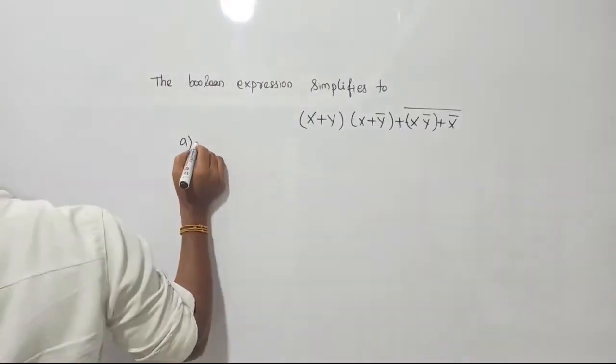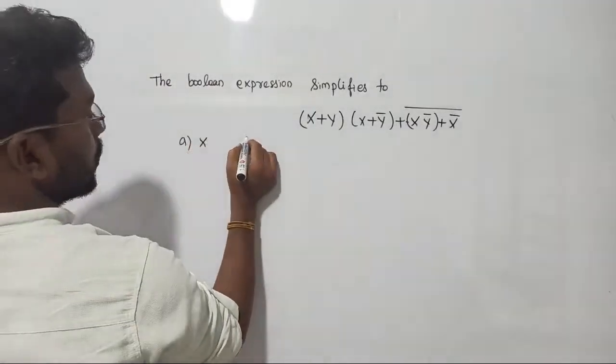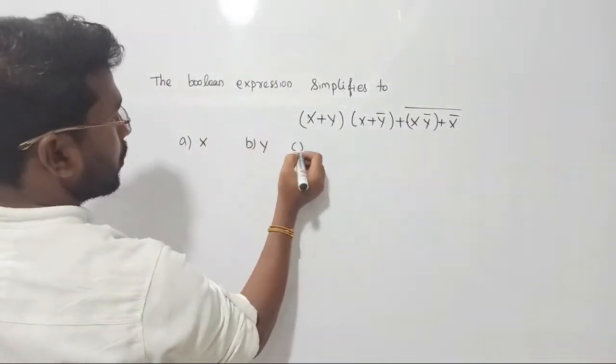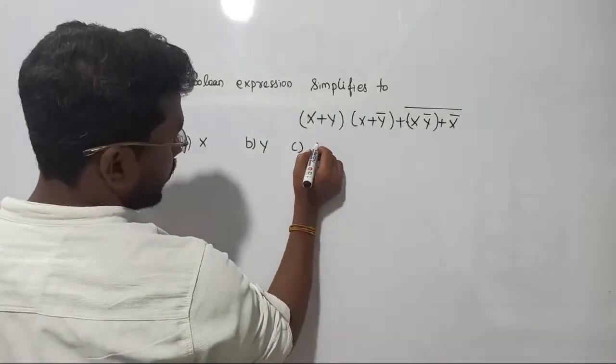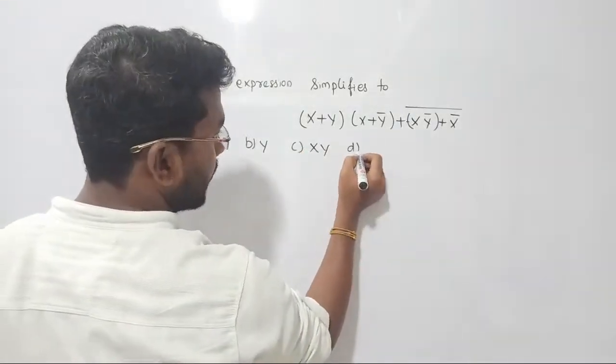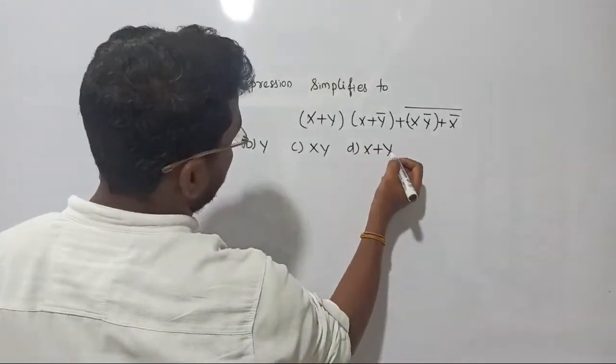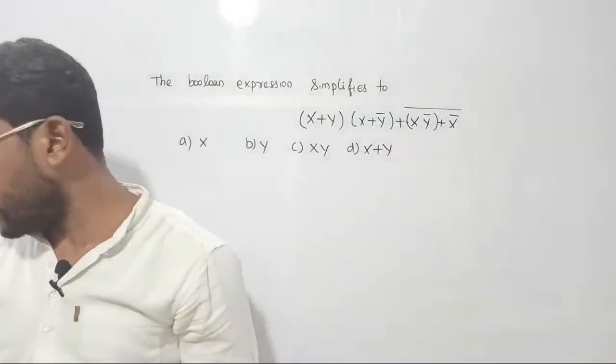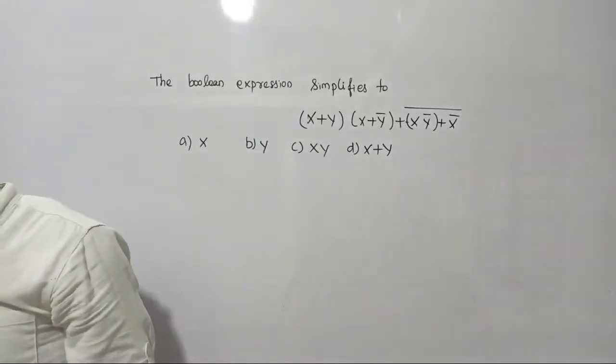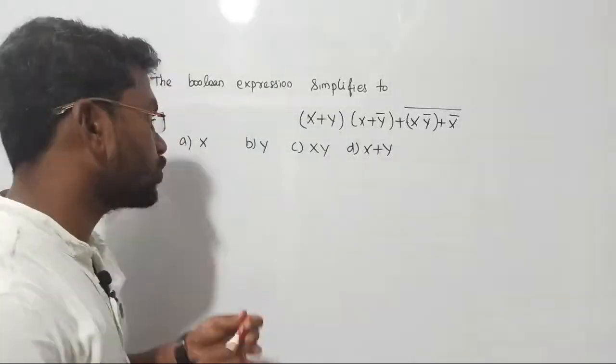options. Option A, which is equal to X, option B, which is equal to Y, option C, which is equal to x dot y, option D, x plus y. Can anyone please try and bring the answer? Anyway, let me do it. That's my responsibility. You please try and post your answer.